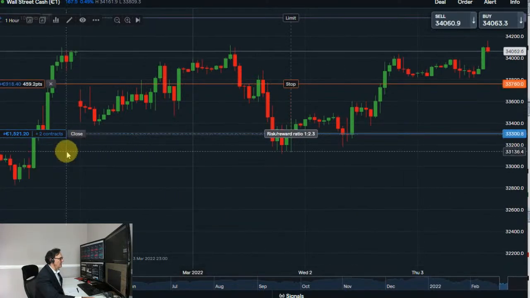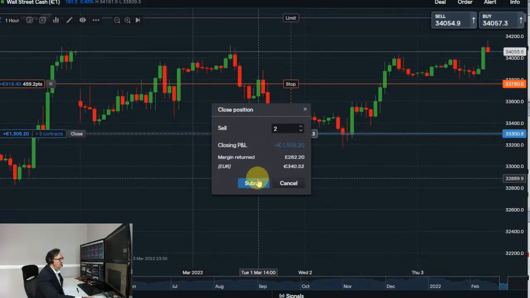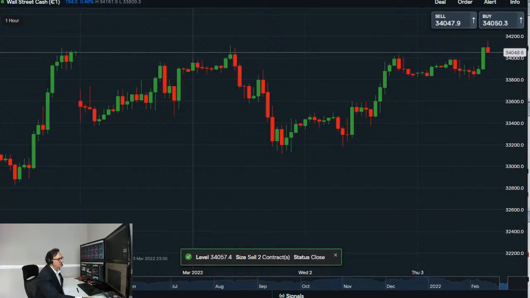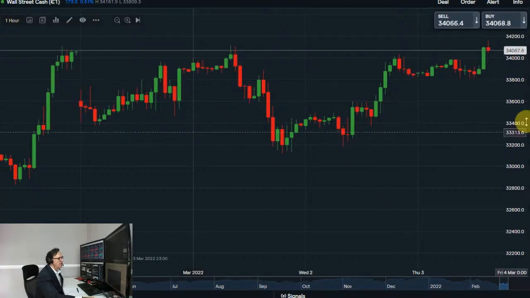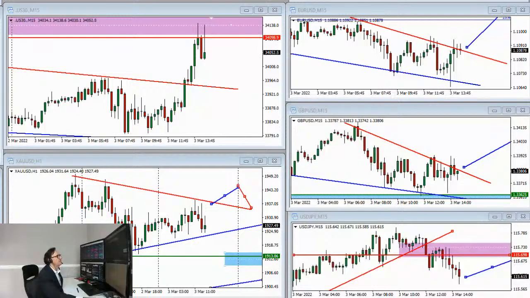So here we go, guys. I am taking the last remaining part of this position. Thank you, Mr. Market. I'm so grateful for this trade. This trade was really lovely. I really enjoyed this trade. I'm so happy and grateful that this trade happened. So thank you, Mr. Market. I am ready for the next one.